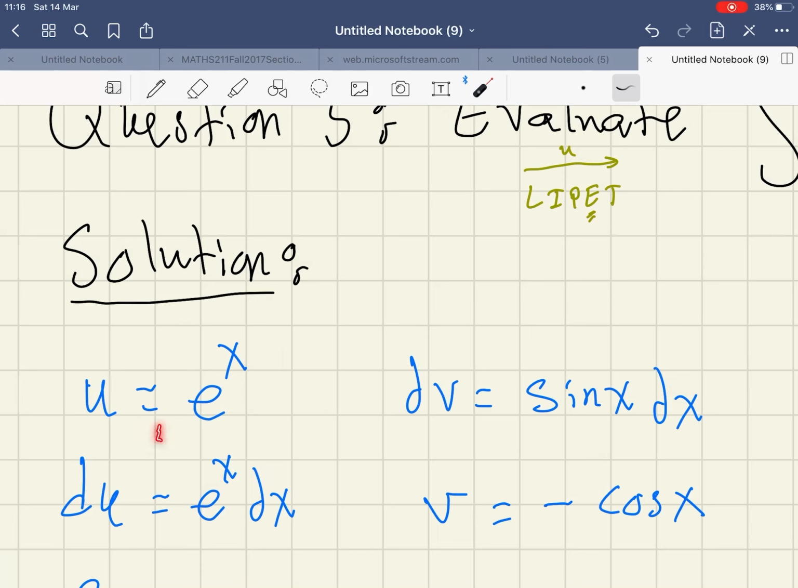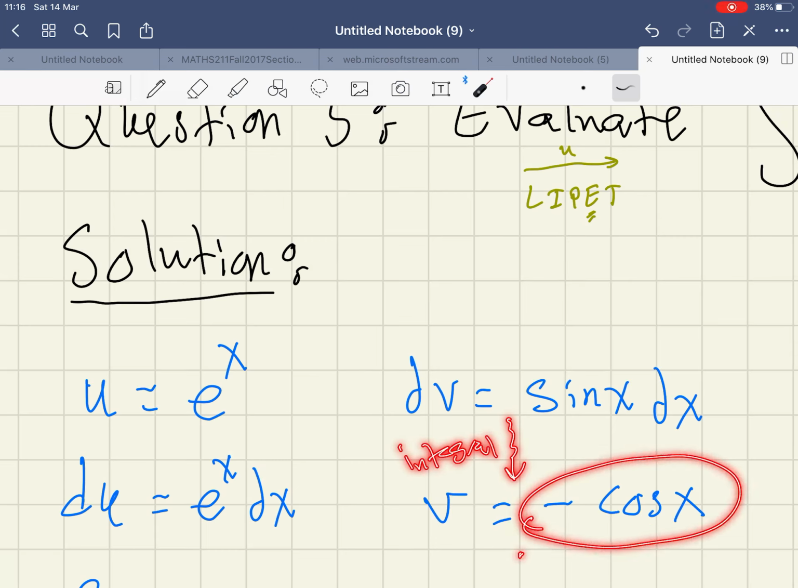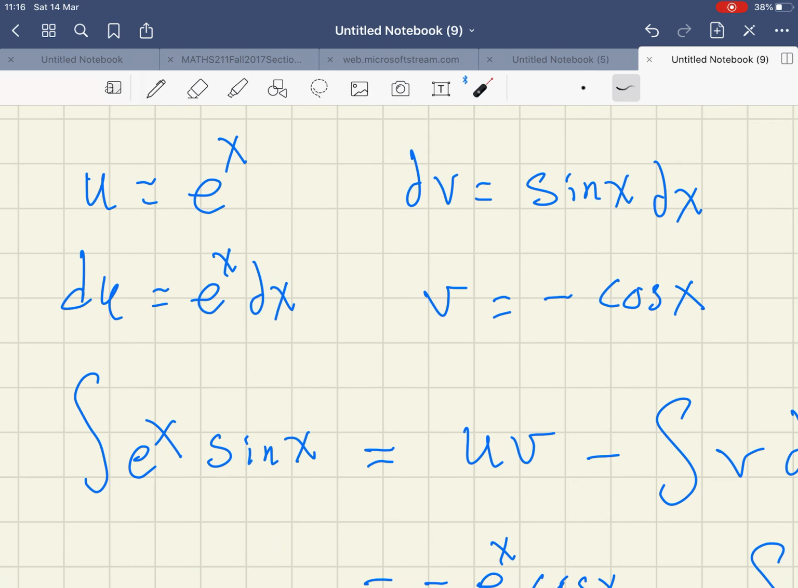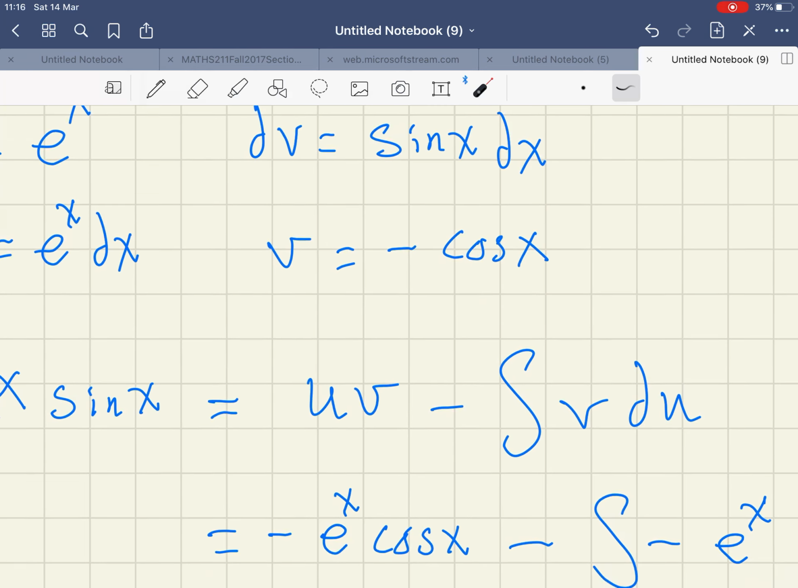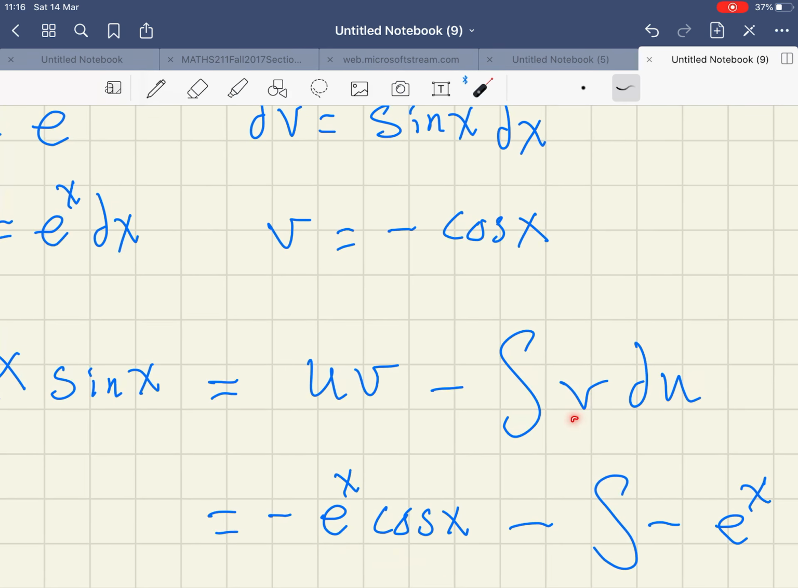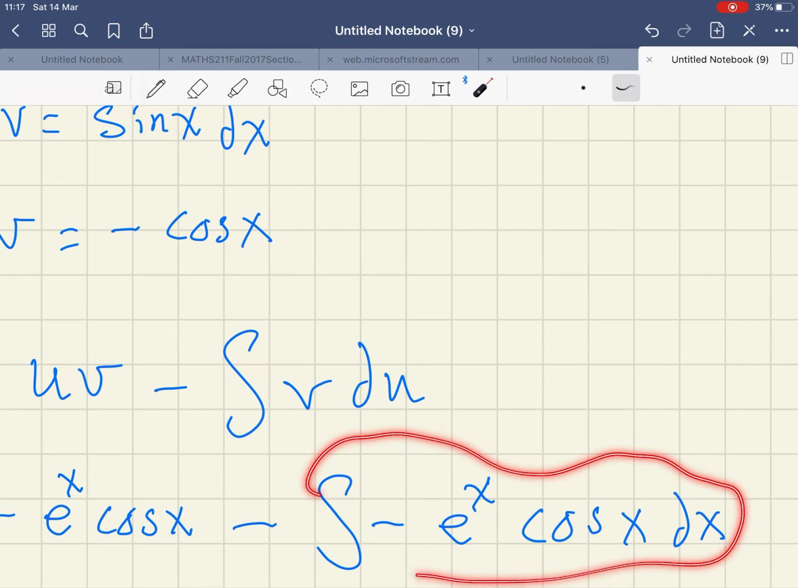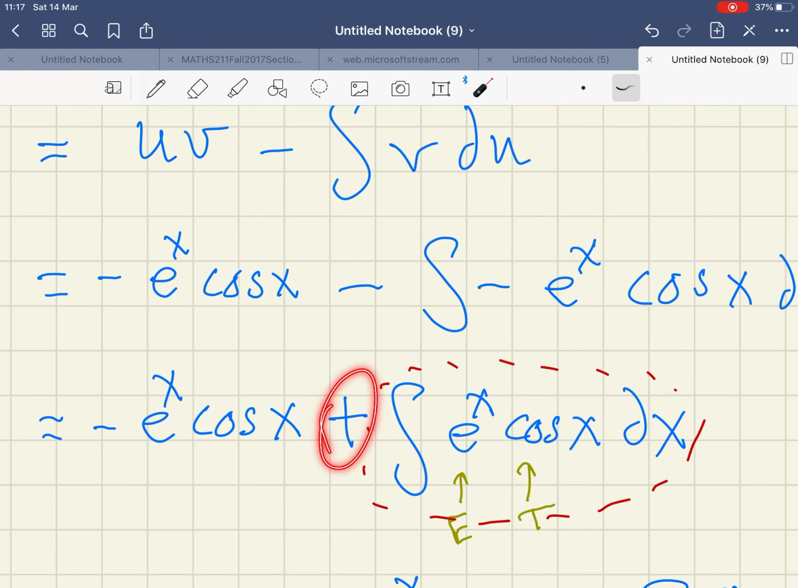The next step, we need to find the derivative of e^x, which is e^x, and the integral of sine x, which is negative cosine x. And we use integration by parts. This is the formula: we have to multiply u by v minus the integral of v by du. U and v will give me this one, and then v by du will give me that one here. Negative with negative will be just a plus.